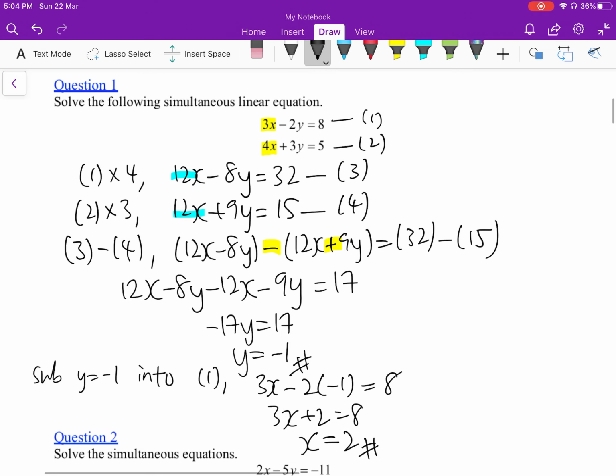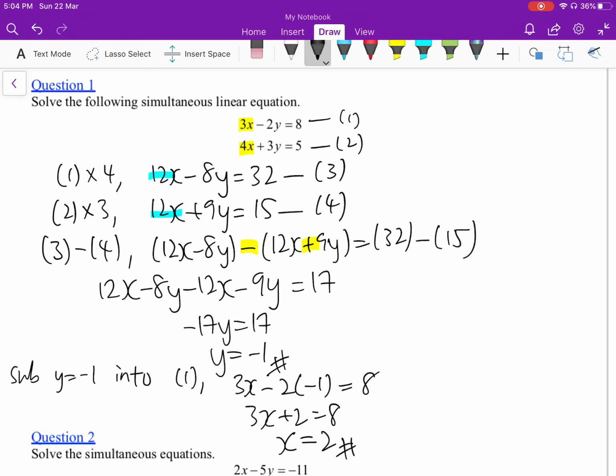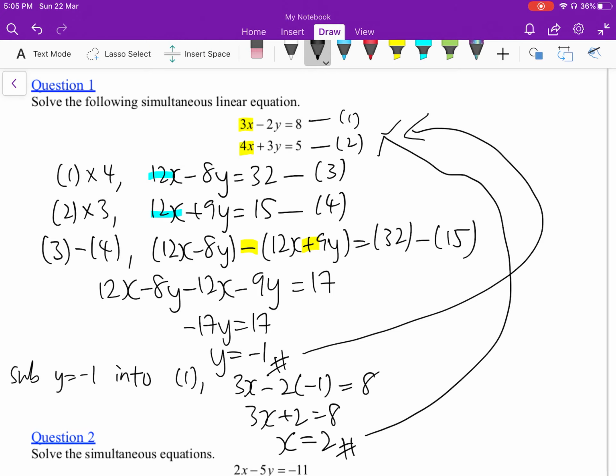How do I check that this is actually the solution for this question? We just need to substitute x equals 2 and y equals negative 1 back into both equation 1 and equation 2, and make sure it gives you 8 and gives you 5. If it does, it means that your solution for sure is correct. That's how you're going to check in exam. So please ensure once you get a solution, just substitute back into equation 1 and equation 2 to check whether the left equals the right or not. If it is, it means that you're on the right track.